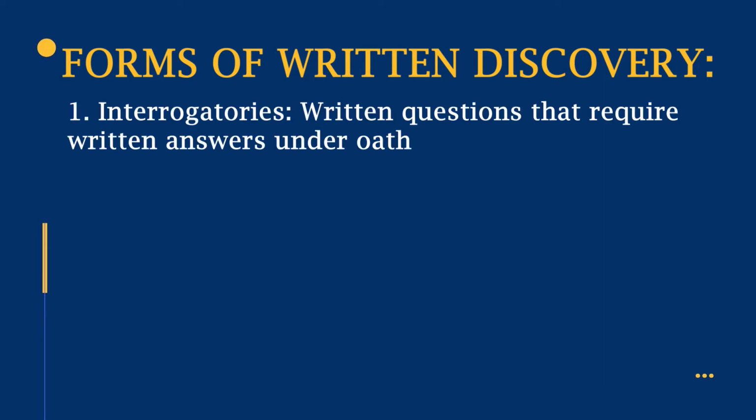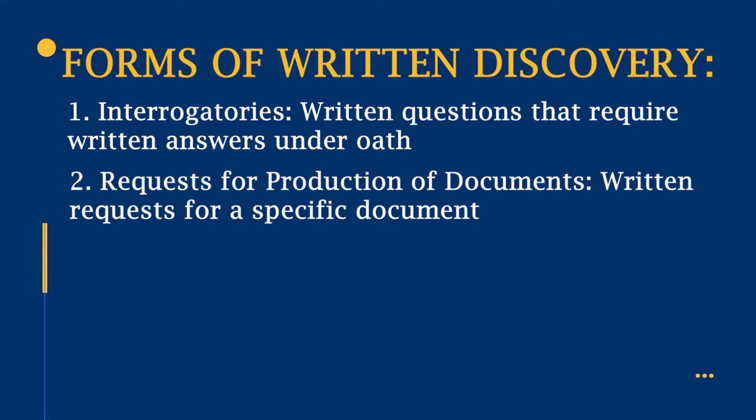Here are some of the common tools used in a formal discovery, divided into two categories, of written and oral. There are four main kinds of written discovery. First, interrogatories. These are written questions directed to the other side. The other party must provide written answers under oath which can be used at trial. Second, requests for production of documents. These are written requests for a specific document or a class of documents likely to be relevant to your case.